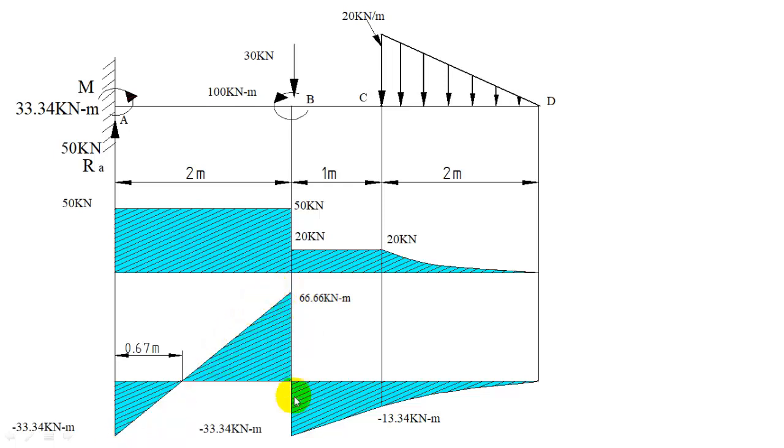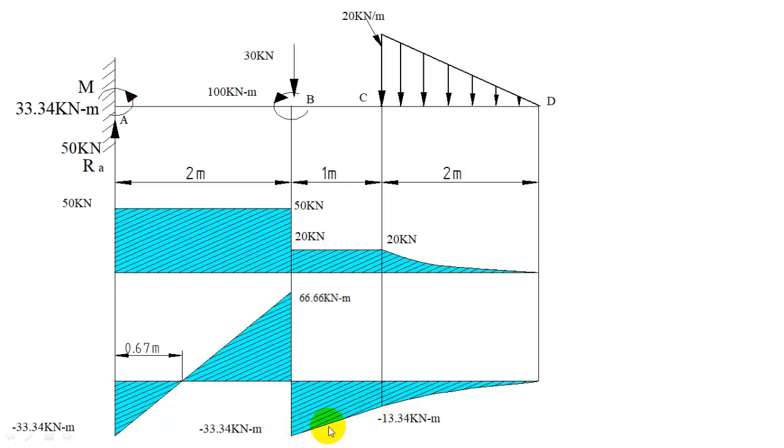Then left of B to right of B, the change is 100, that is minus 100. So it will decrease at that point. And right of B you have minus 33.34. The bending moment is minus 33.34. That is the right of B, minus 33.34. And at C you have minus 13.34. So right of B to C, the bending moment variation is minus 33.34 to minus 13.34. So the change is linear, so you can plot by a straight line.